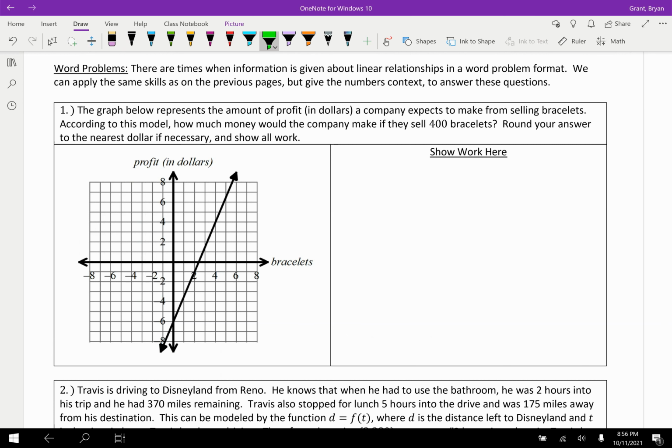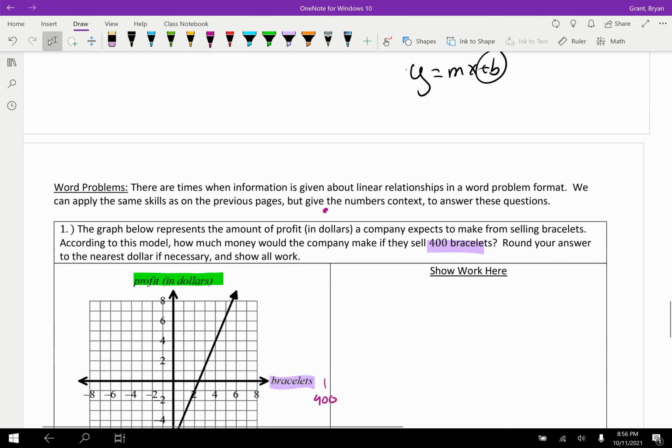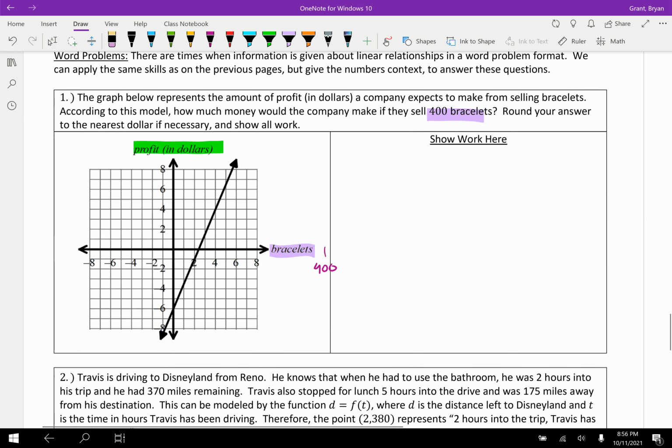Bracelets. We're trying to find the profit, and we know that they're selling 400 bracelets. So where is bracelets? That's on the x-axis. So I think all we really need to do is go out to the x-axis to 400 and figure out what is the corresponding point on our graph. The problem, though, is that this line is going to take quite some time to get out to 400, and I don't know what that y value is going to be. So I think using the graph could be tough.